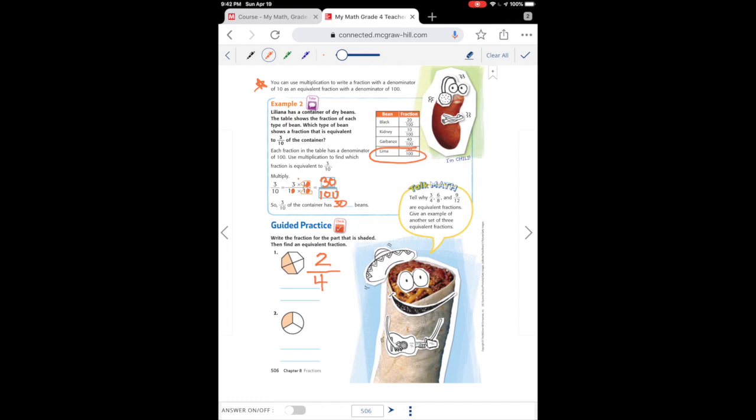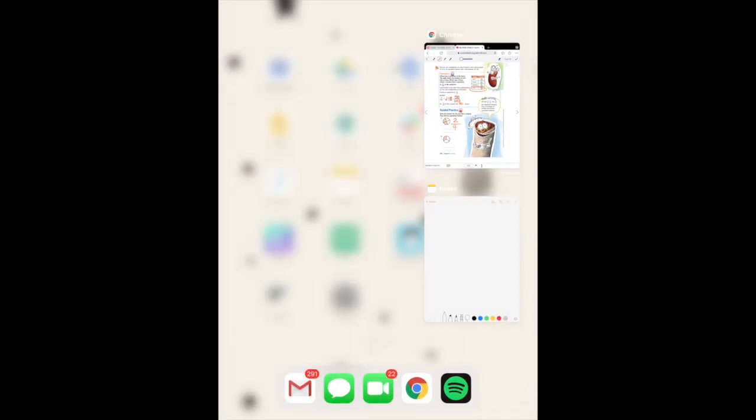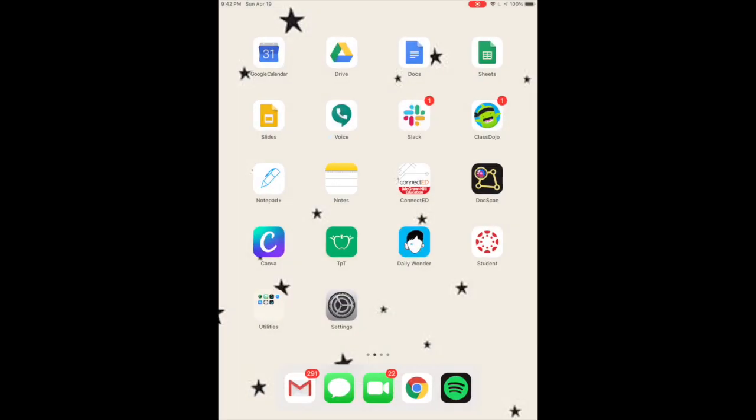So I need to think about what I could multiply by, and I'm going to jump over to my notes so I can work in here. All right, it's a little easier to see. So I had 2/4 is my fraction. I'm going to multiply by 2 because I know that 2 is a factor of 2 and 4. So I'm going to multiply by 2 over 2. Well, 2 times 2 is 4, and 4 times 2 is 8. So an equivalent fraction to 2/4 would be 4/8.